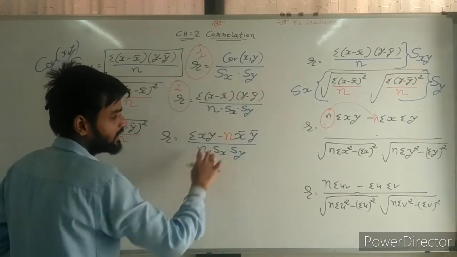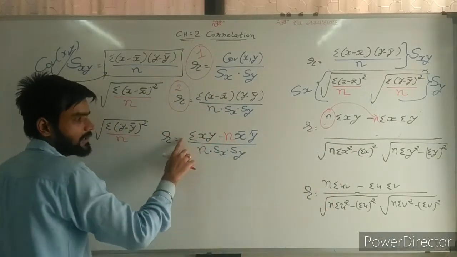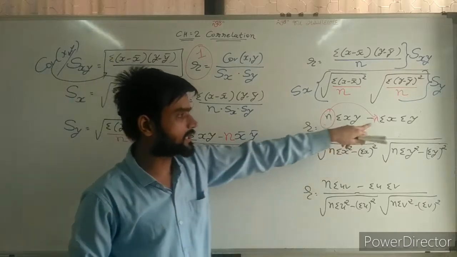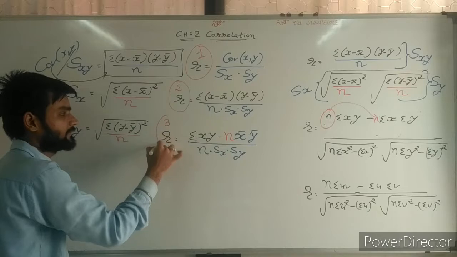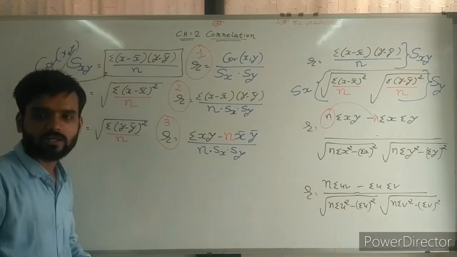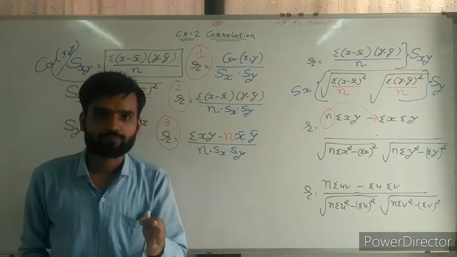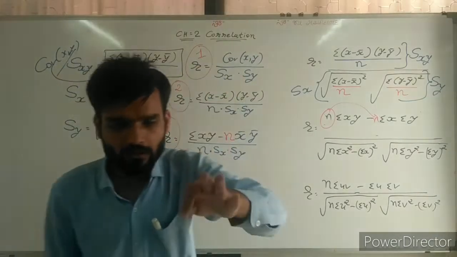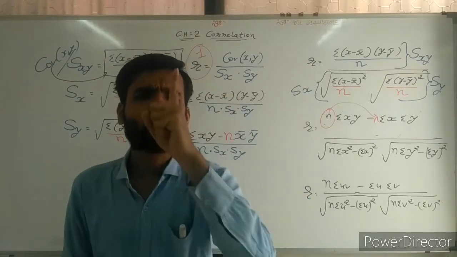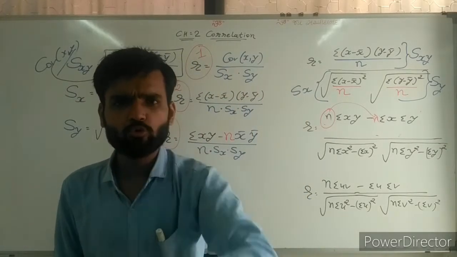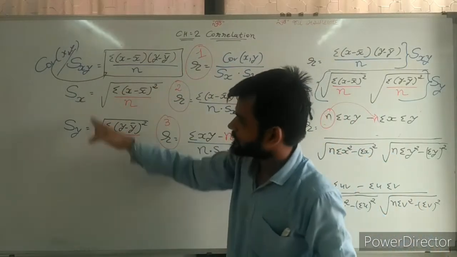Now the denominator remains the same. Take n, put it back: sigma xy minus n, and instead of sigma x, sigma y, write x bar, y bar. That's it. This is my third formula. So don't worry about it. Whatever sums are remaining in this chapter, you can do all of them on this basis, or you can use this also.